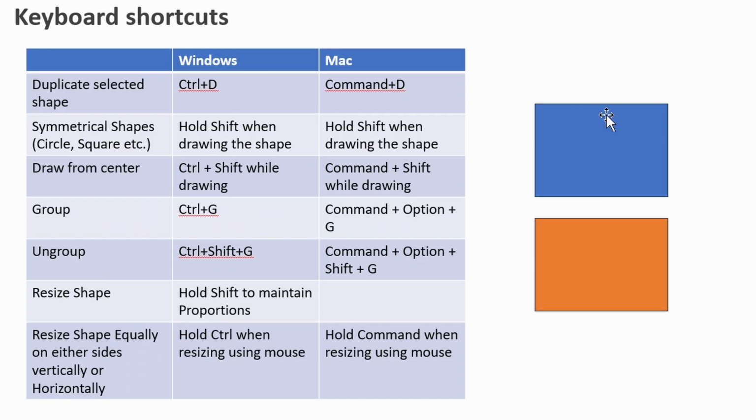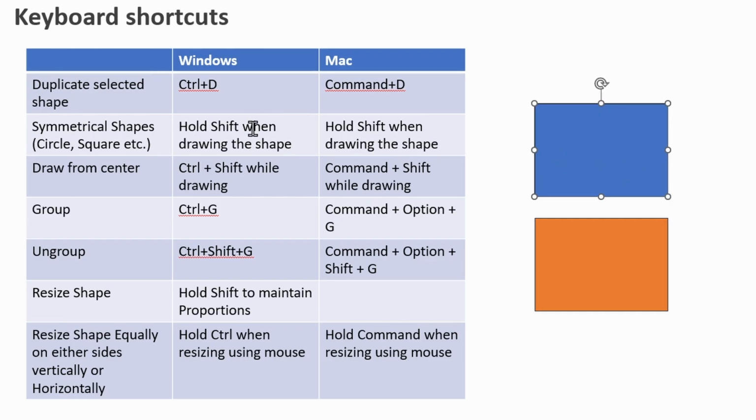So the first one is duplicating a shape. You will be duplicating shapes quite a lot. The obvious way is to press Ctrl C and then press Ctrl V. So it's two actions, but instead if you just press Ctrl D, it straight away will duplicate your shape.